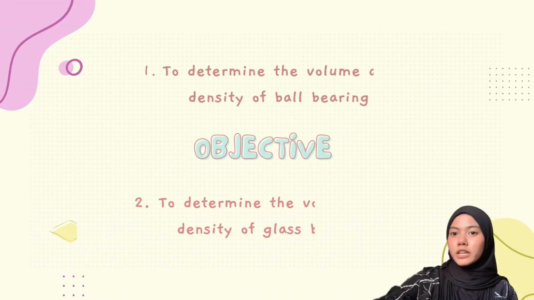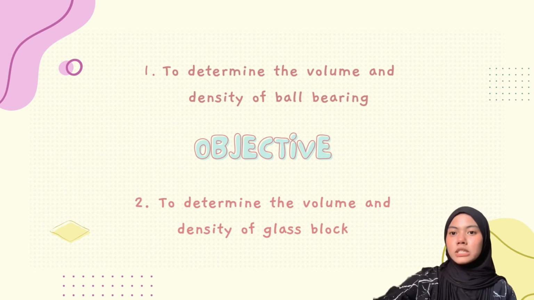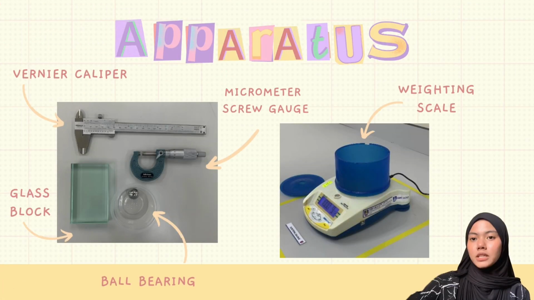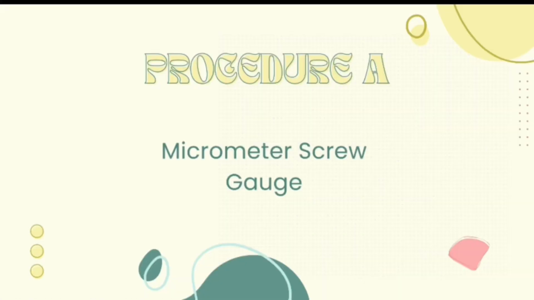The objective for this experiment is to determine the volume and density of the ball bearing and the volume and density of the glass block. So, here is the apparatus for this experiment. First, we need a vernier caliper, micrometer screw gauge, glass block, ball bearing and weighing scale.